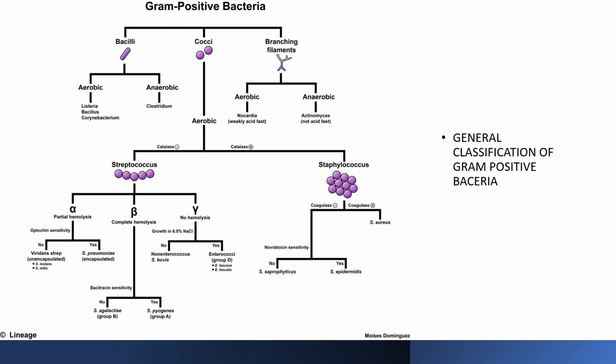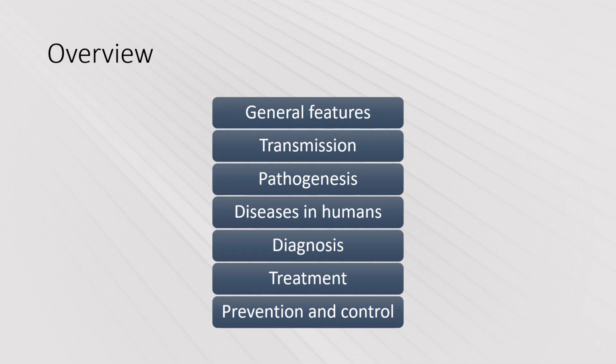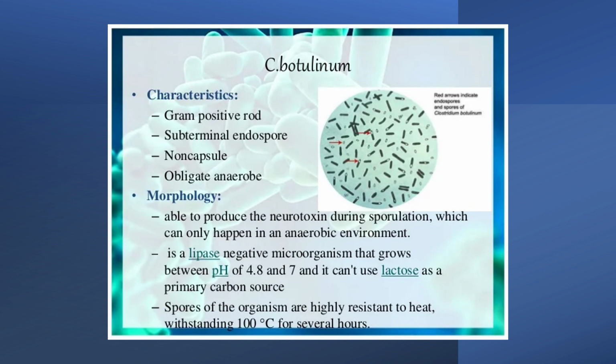So in this discussion, we will talk about the general features, transmission, pathogenesis, diseases in humans, diagnosis, treatment, and prevention and control. First of all, we will discuss the features. So what are the features of this Clostridium botulinum?